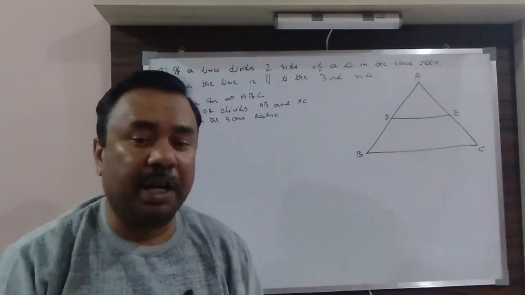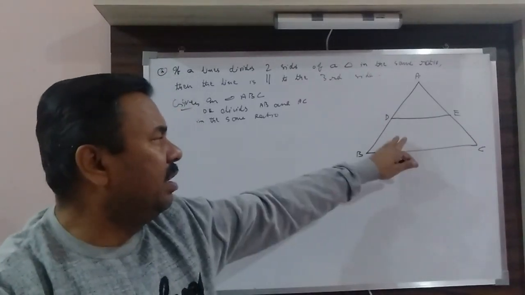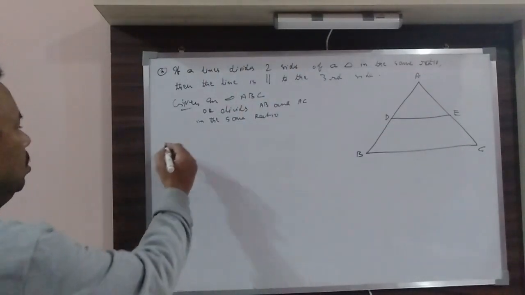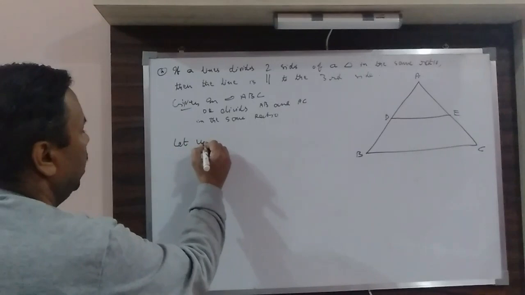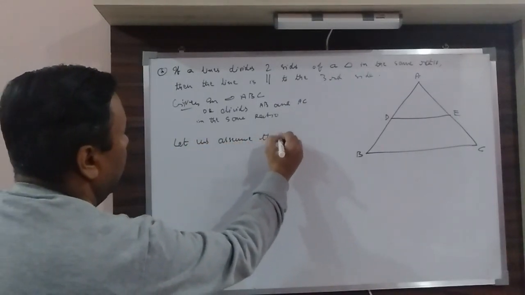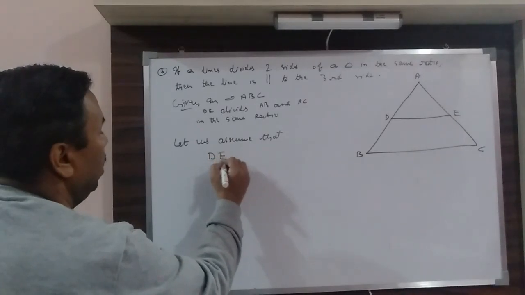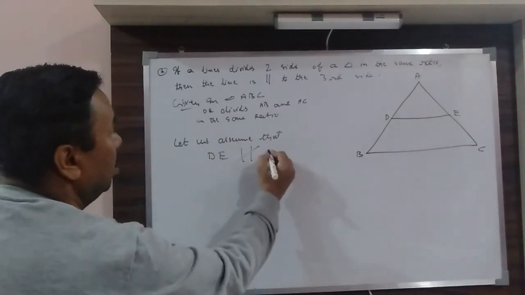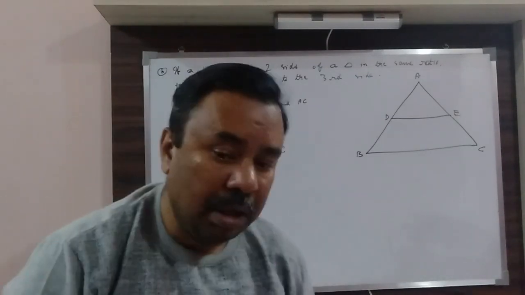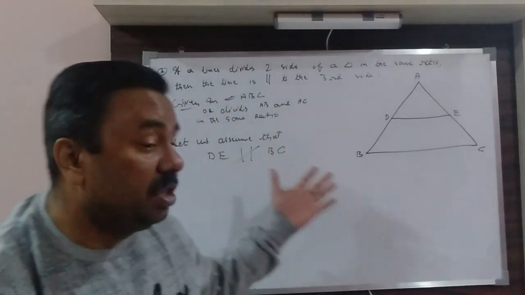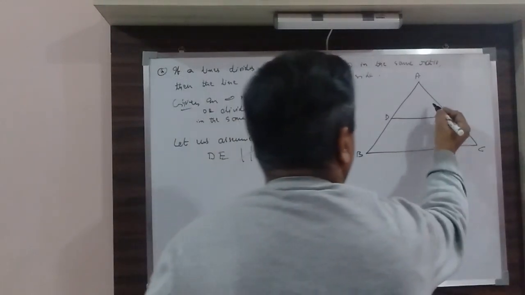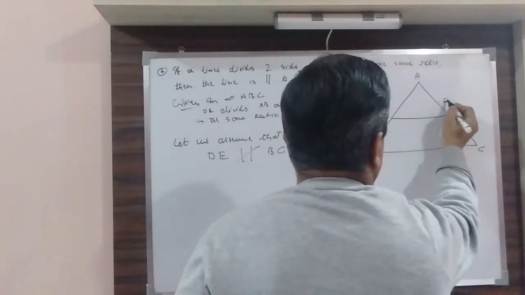I will use an indirect way. Let us assume that DE is not parallel to BC. If it is not parallel to BC, then let's assume that there is another point E dash.